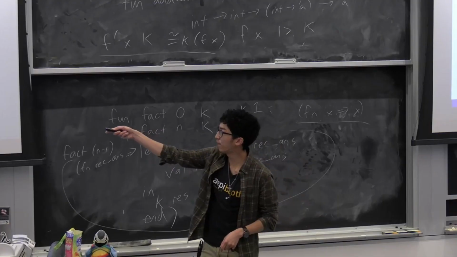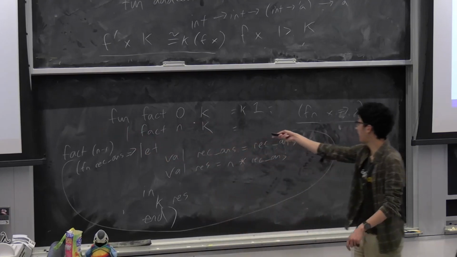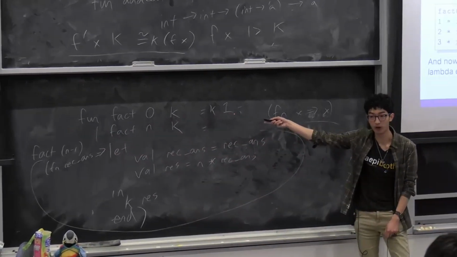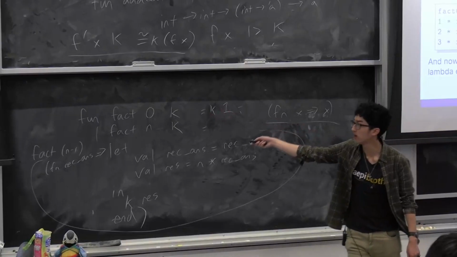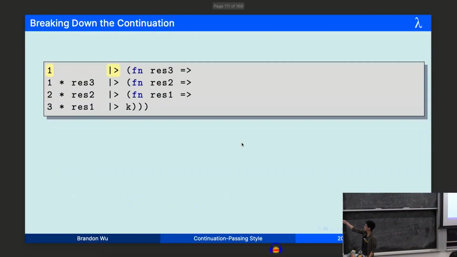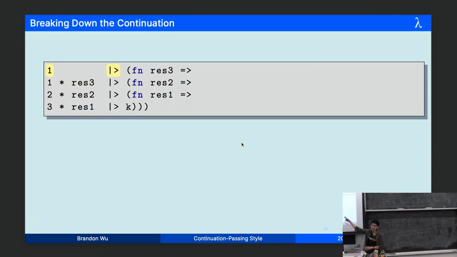So we know that fact CPS of 0 says that, and k says call the k on 1, right? Call the continuation on 1. So let's call the continuation on 1. So I pipe 1 into it. This is essentially equivalent, all right? But it's equivalent, so I'm just trying to present it to you nicely.